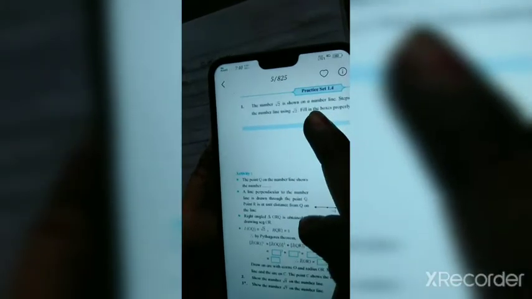This is the first sum. That means you all are supposed to write the question, copy the question. Don't write this activity part. That means don't write this heading. Rest of the things from here, the point Q, you all are supposed to write everything.